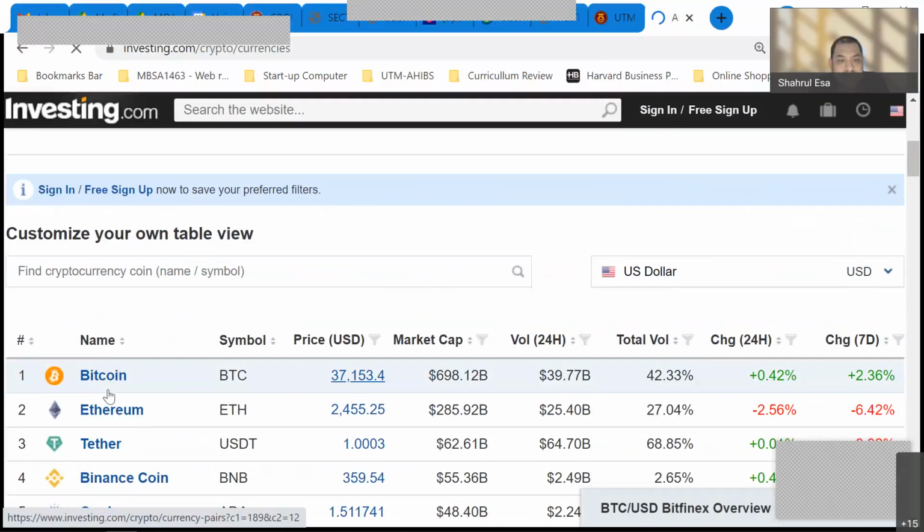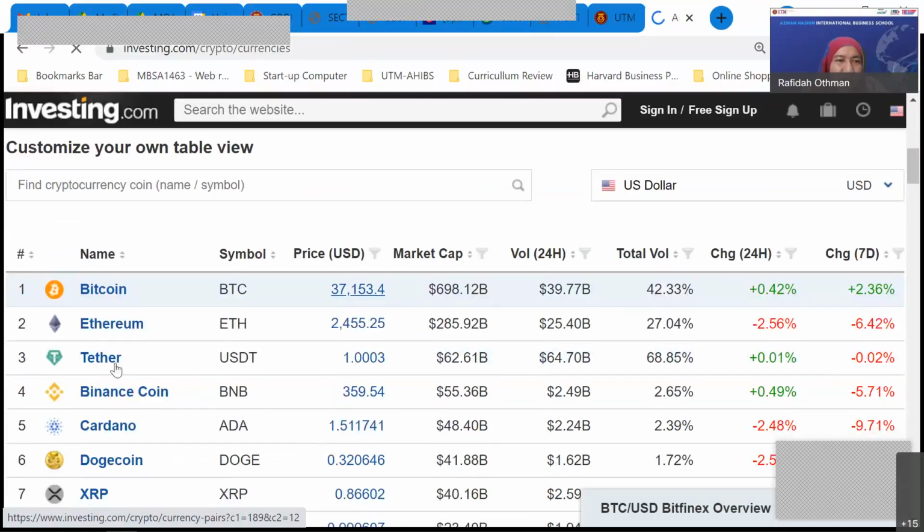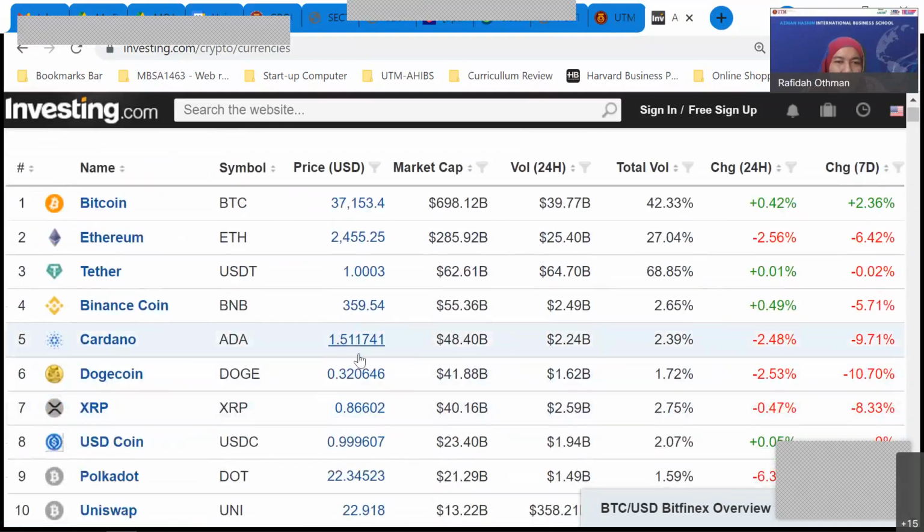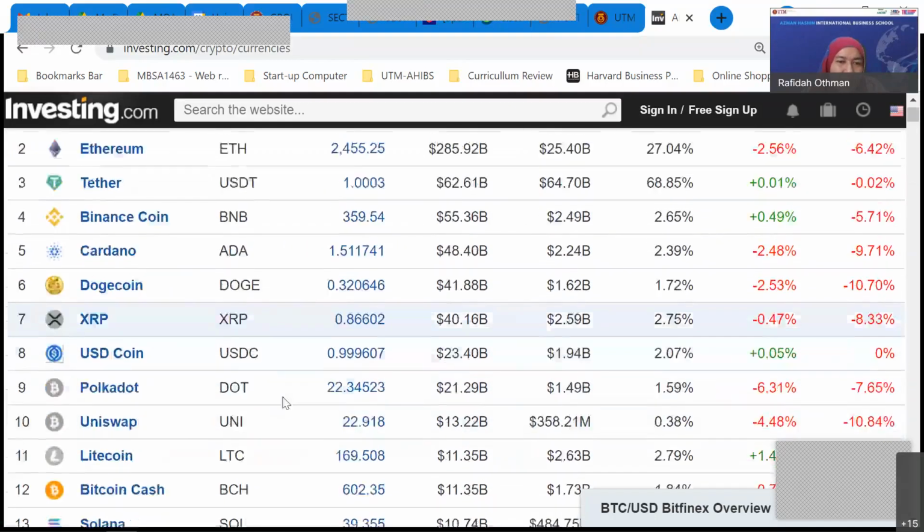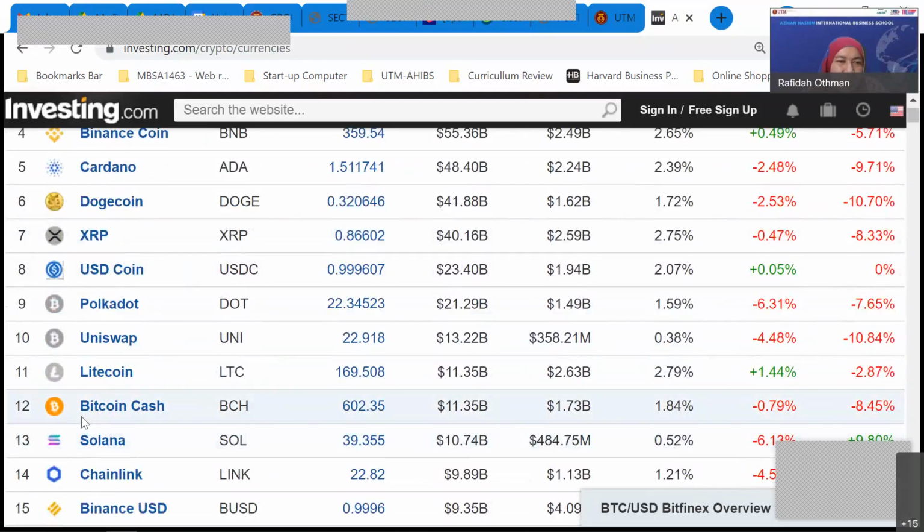So these two are the most active ones. This is still 1 ringgit. If you have confidence in this Tether, you may buy it at $1. Cardano is still $1. This is Bitcoin Cash, which I haven't checked, but you may have a look at this one.